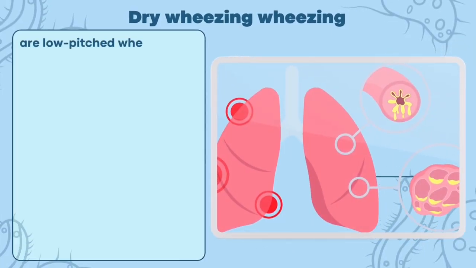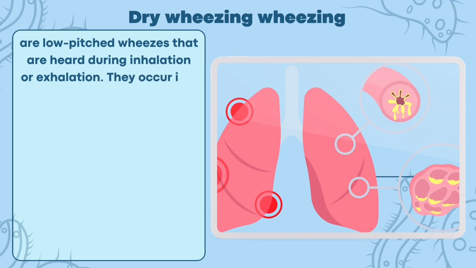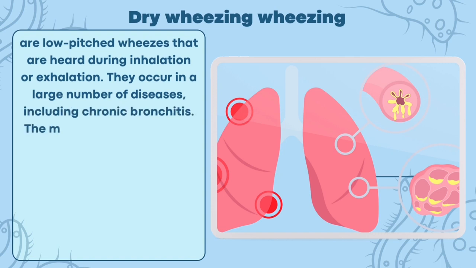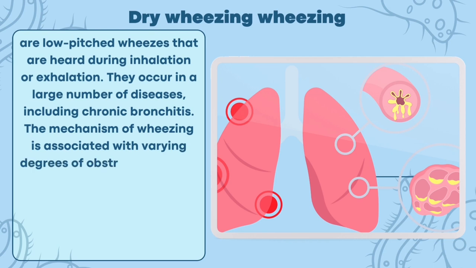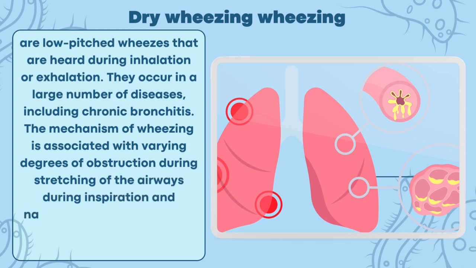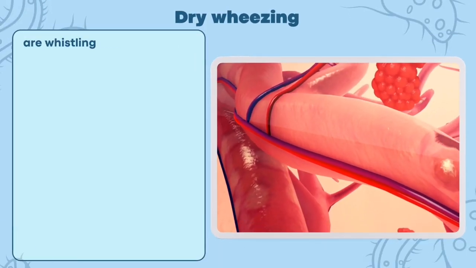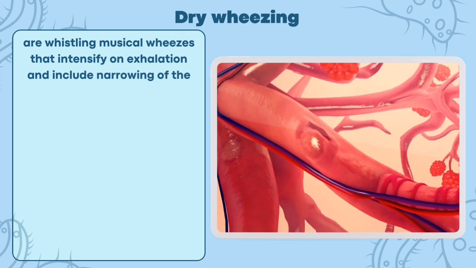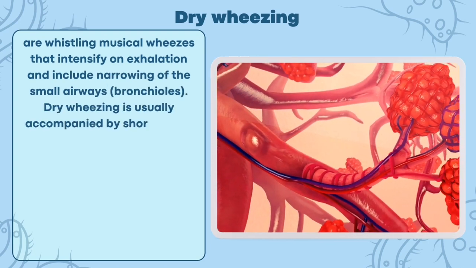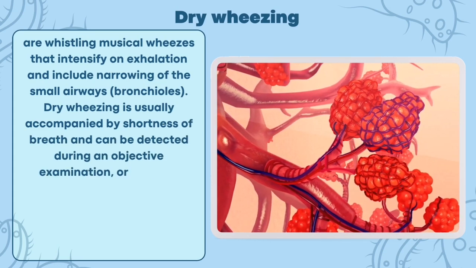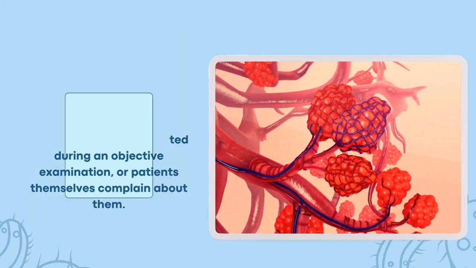Wet wheezes are low-pitched wheezes that are heard during inhalation and exhalation or exhalation. They occur in a large number of diseases, including chronic bronchitis. The mechanism of wheezing is associated with varying degrees of obstruction during stretching of the airways during inspiration and narrowing during expiration. Dry wheezes are whistling musical wheezes that intensify on exhalation and involve narrowing of small airways, bronchioles. Dry wheezing is usually accompanied by shortness of breath and can be detected during objective examination of patients themselves.